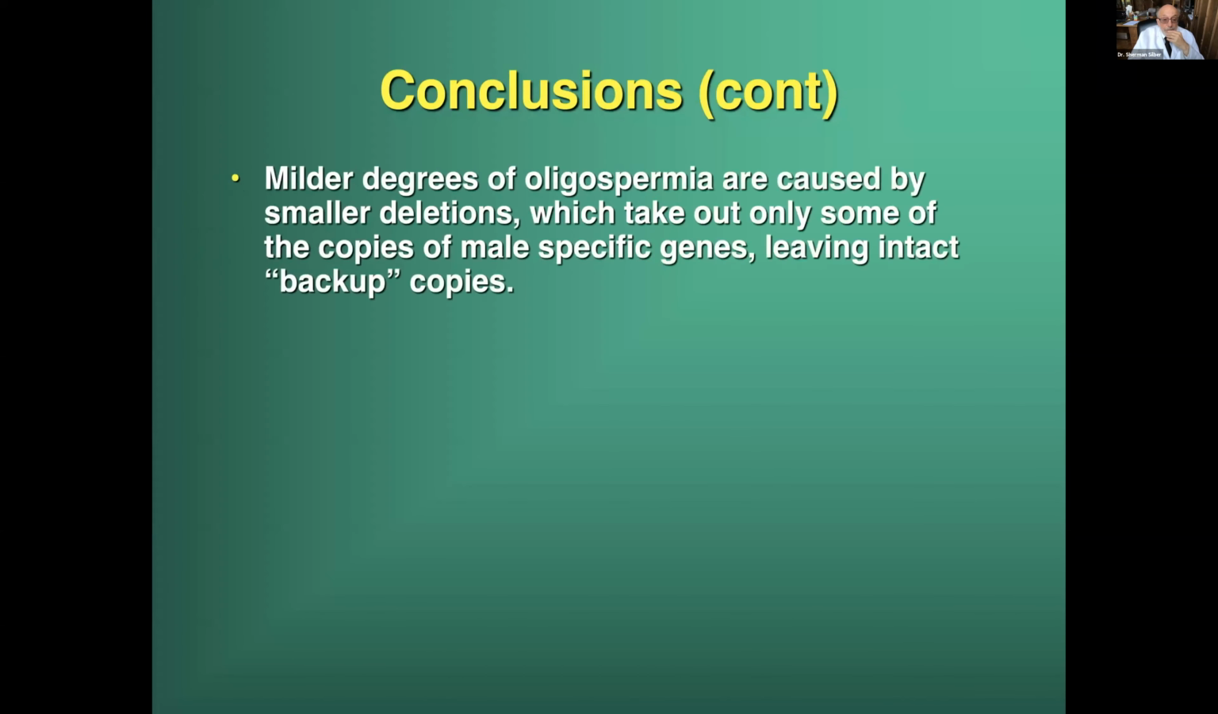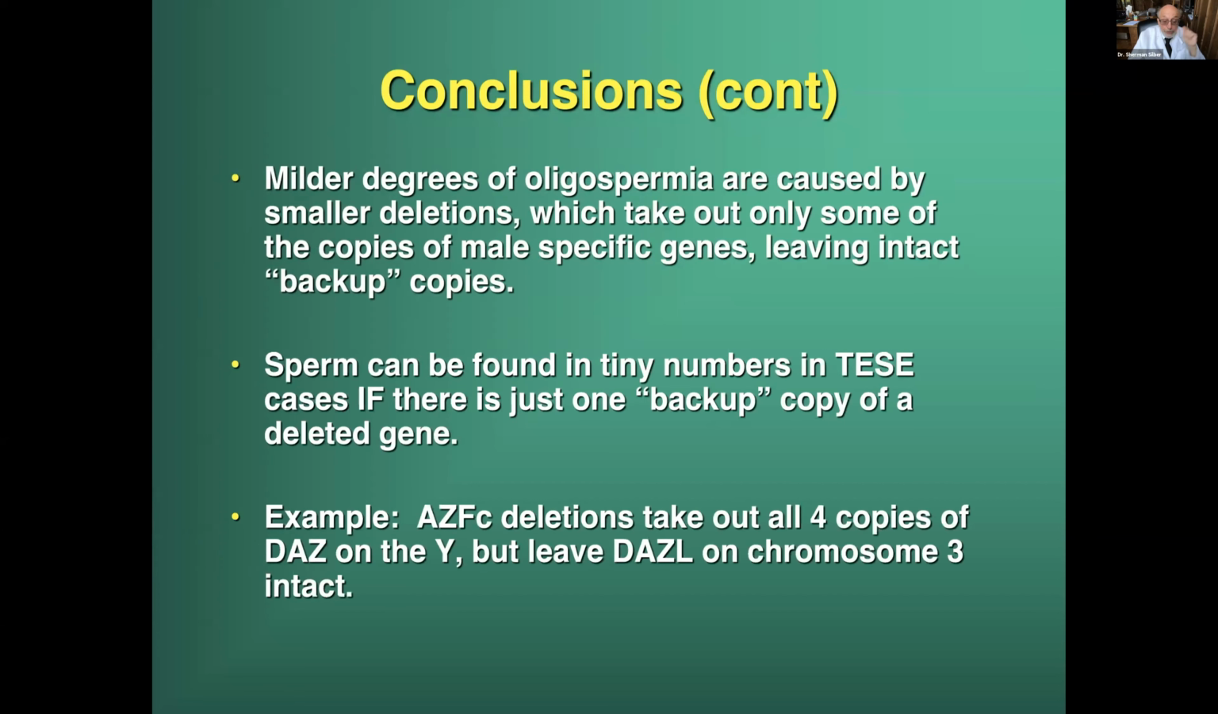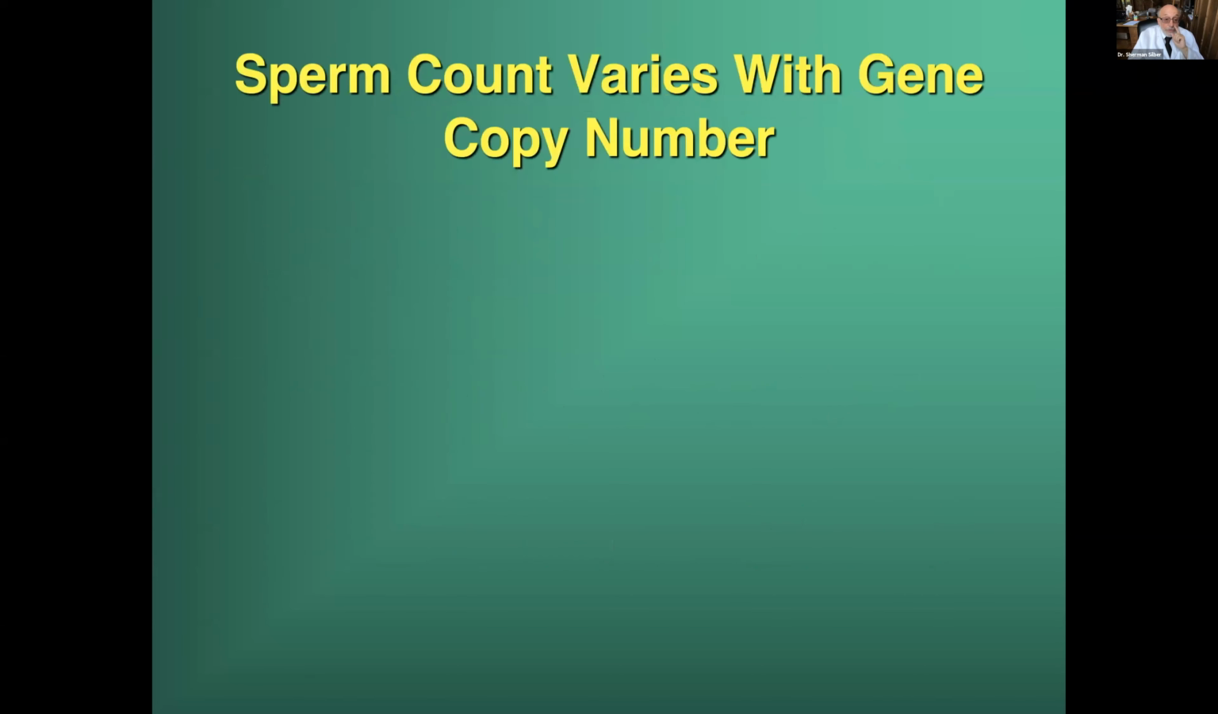So our conclusion is that milder degrees of oligospermia are caused by smaller deletions, which take out only some copies of male-specific genes, leaving intact backup copies. And sperm can be found in tiny numbers in TESA cases if there is just one backup copy of a deleted gene. So AZFC is an example of a very good prognosis for TESA cases, as well as GR/GR deletions.